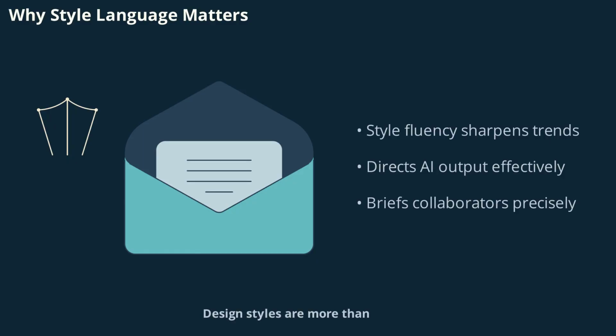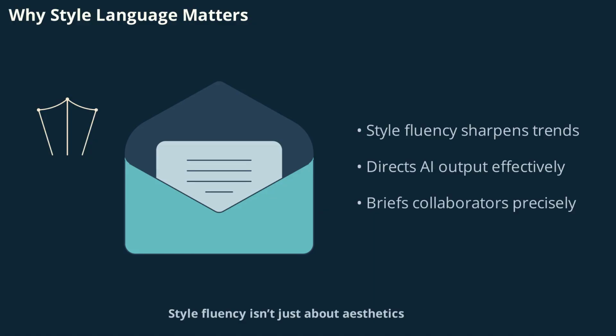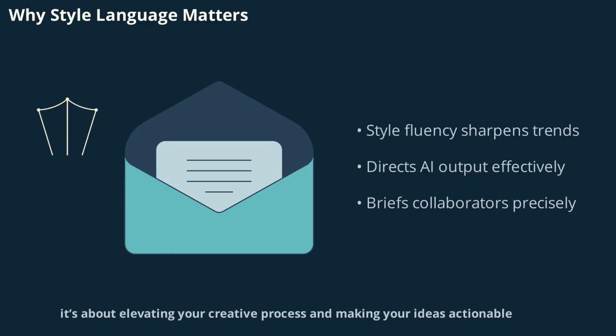Design styles are more than just categories. They're ecosystems shaped by culture, history, mood, and materials. When you learn the language of styles, you gain a sharper eye for trends, a powerful tool to direct AI output, and a precise way to brief collaborators. Style fluency isn't just about aesthetics, it's about elevating your creative process and making your ideas actionable. Whether you're working with generative AI, ideating UI directions, or pitching a brand refresh, understanding style language is key to successful design communication.